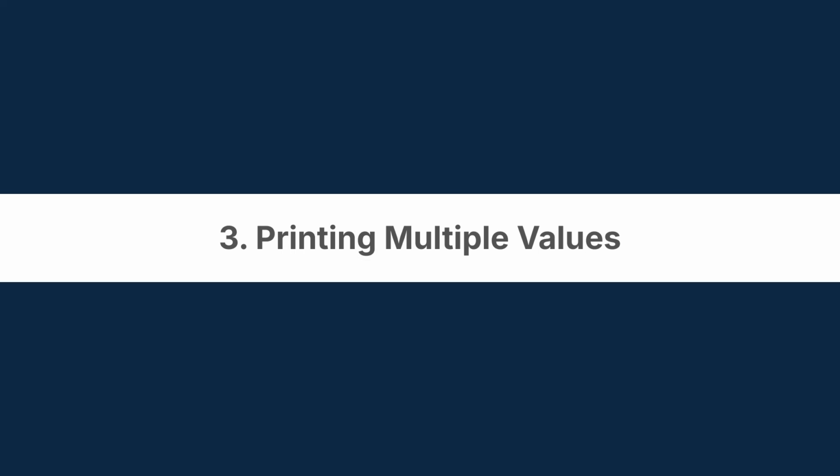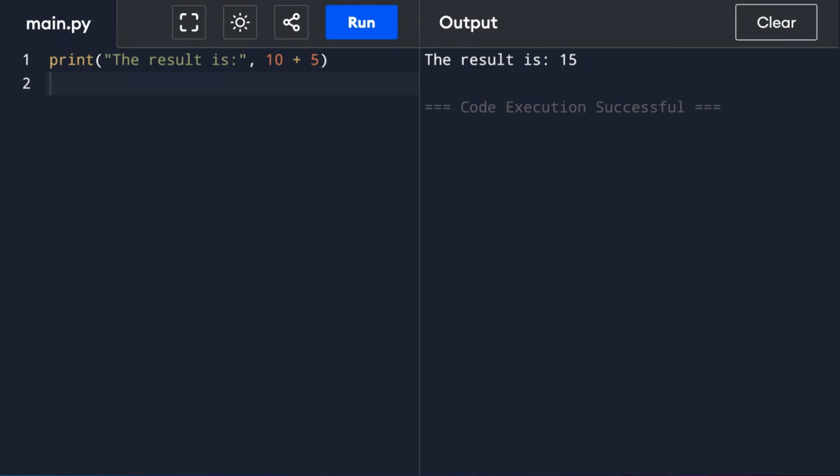Three, printing multiple values. Print allows you to print multiple values at once by separating them with commas. The comma automatically adds a space between values. You can mix different data types like text and numbers. It makes displaying information easier without manually adding spaces.